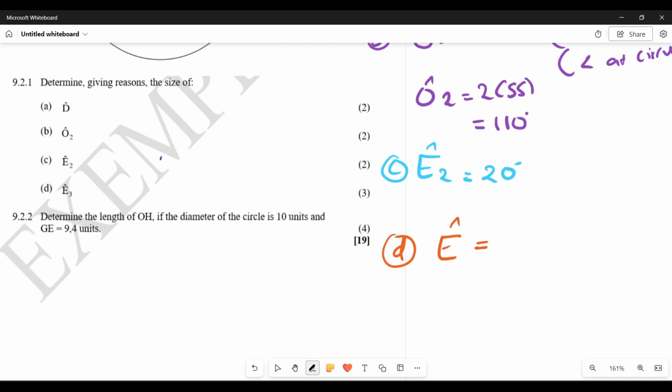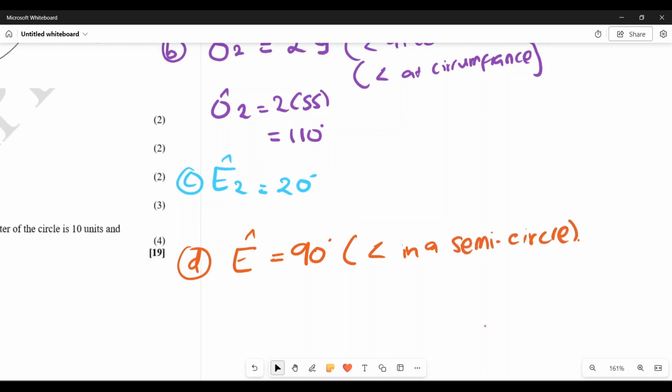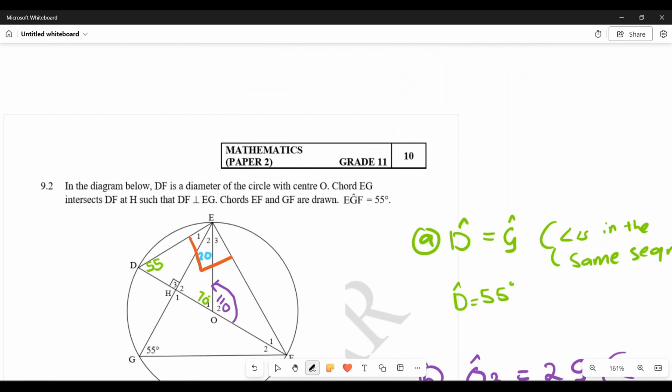Angle E as a whole is going to be 90 degrees. Why? Angle in a semicircle. Now, I have one of the angles here, which is angle E2. Now, if I could find E1, can you agree that it would be easier for me to find E3, right? Can you be able to find E1? Yes, right? Look at the triangle whereby your E1 is situated.